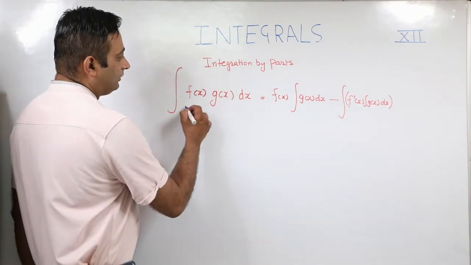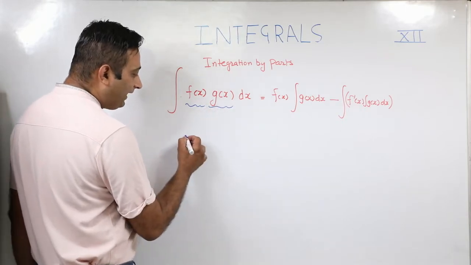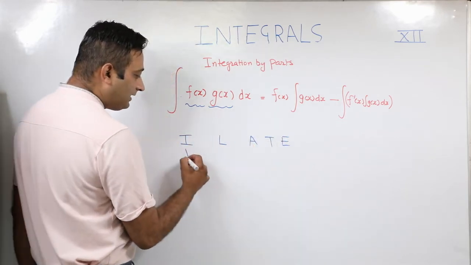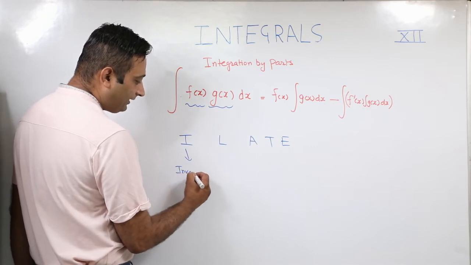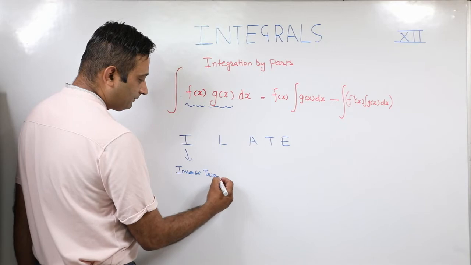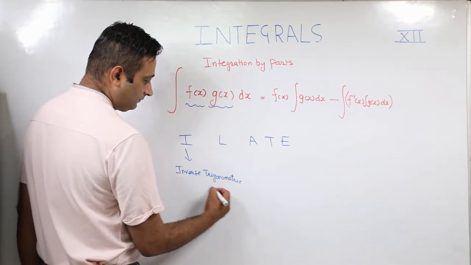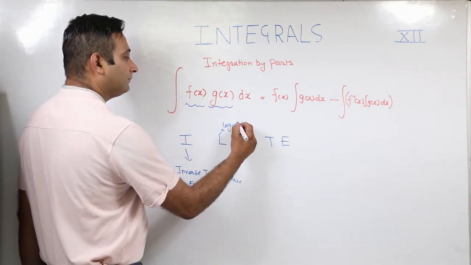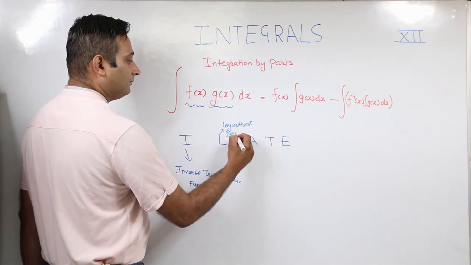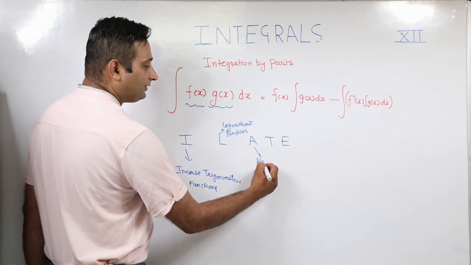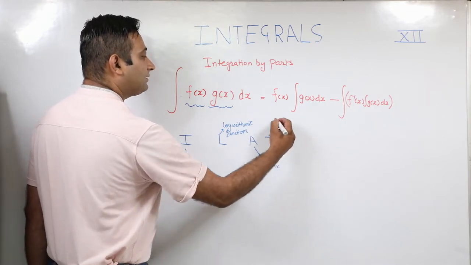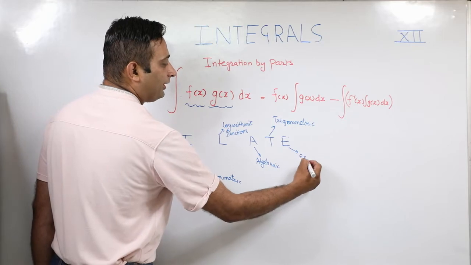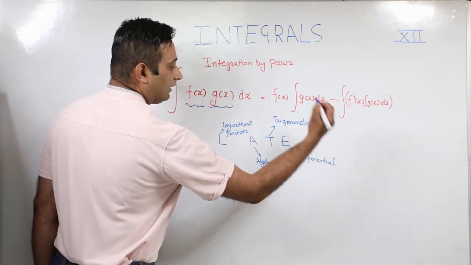Now, how to choose the first or the second function can be deduced by a rule which we call the ILATE rule, in which I means inverse trigonometric functions, L means logarithmic functions, A means algebraic functions, T means trigonometric functions, and E means exponential functions. This is the priority rule.